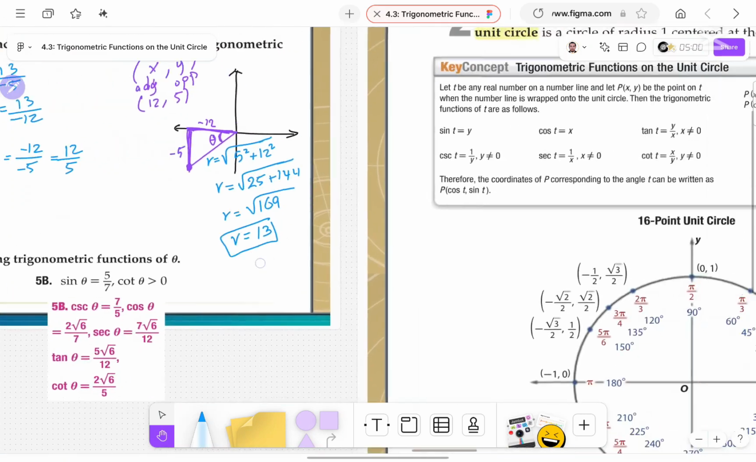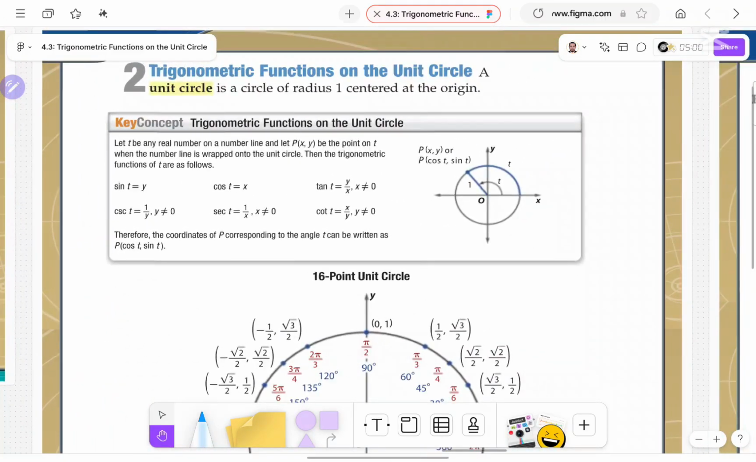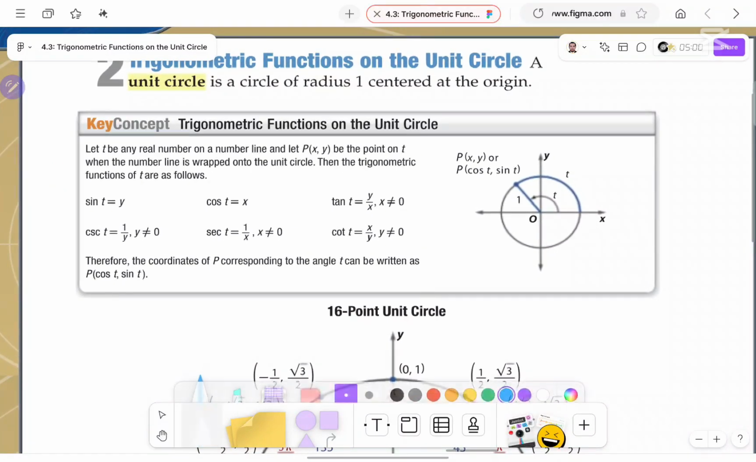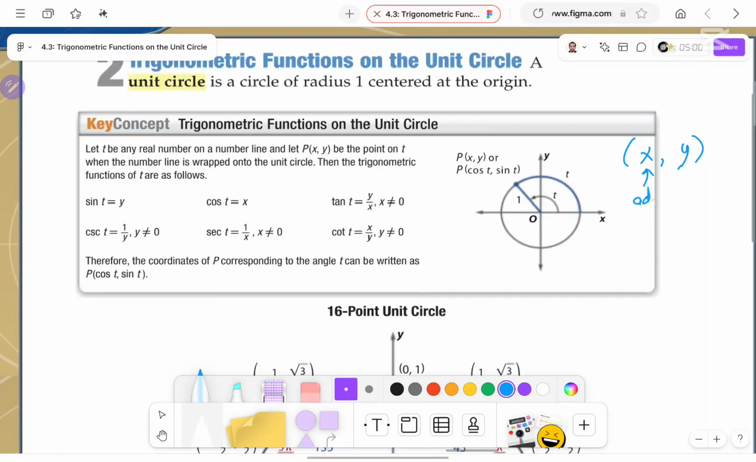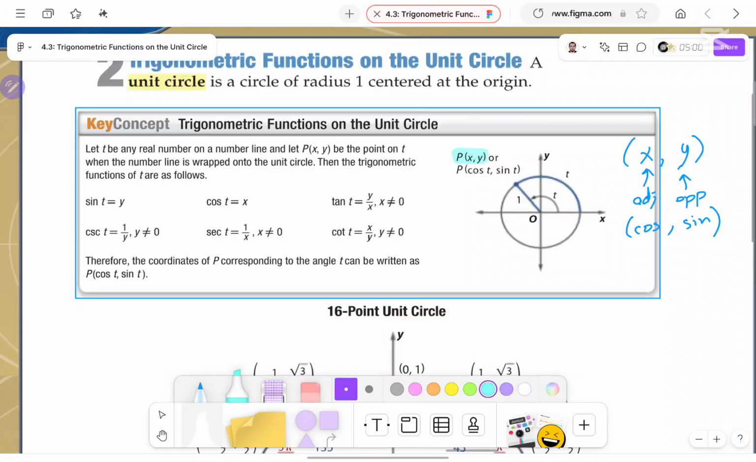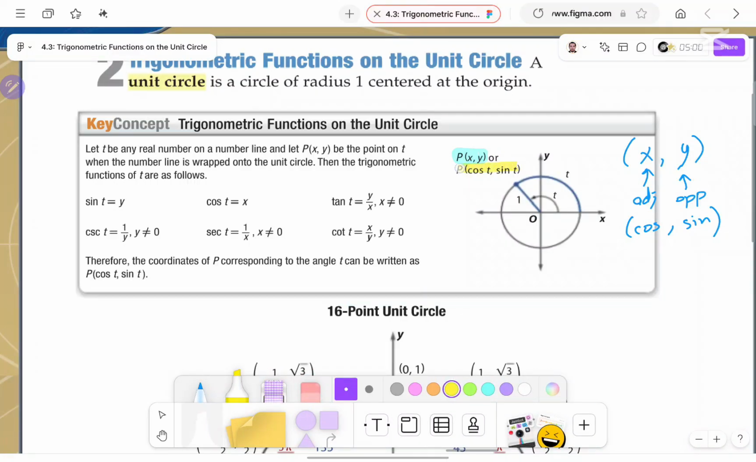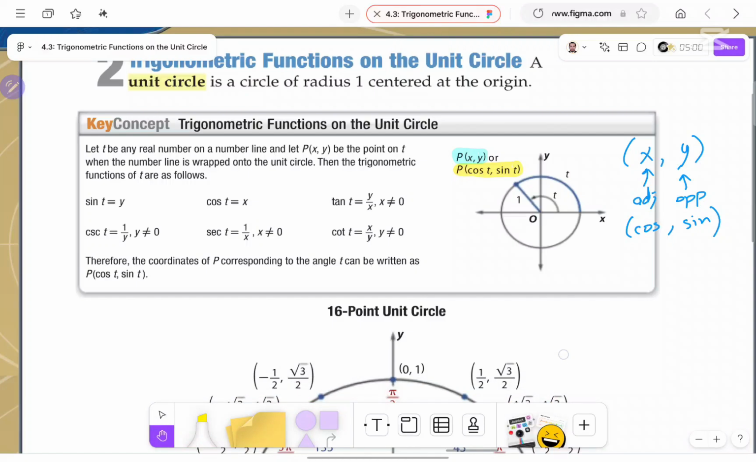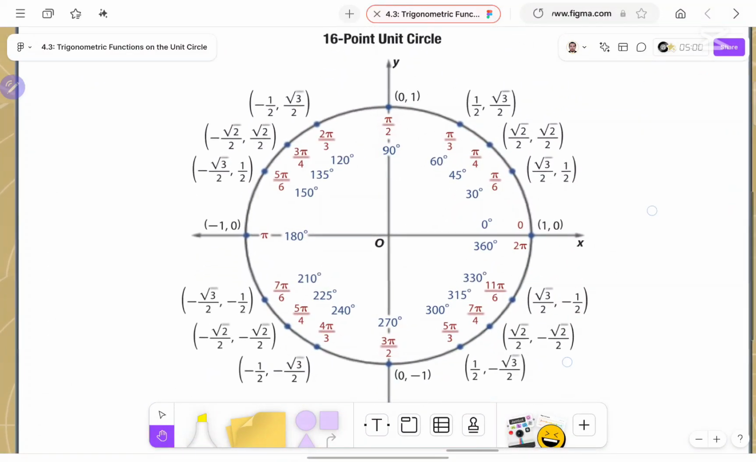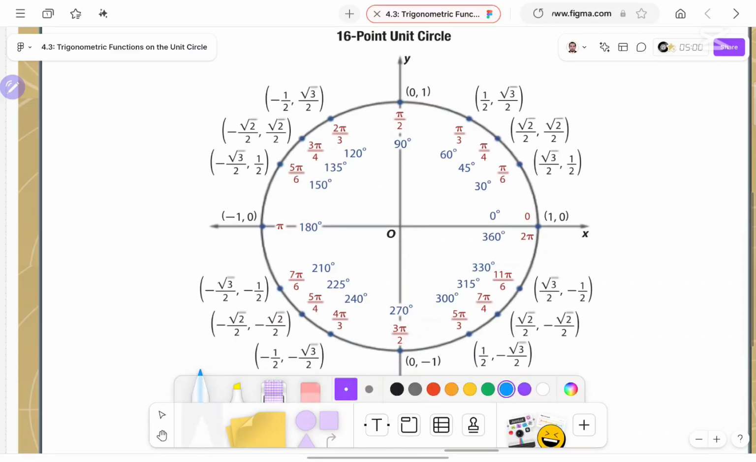Okay, now let's go to the last part, the unit circle. So the unit circle here, the most important part that you need to understand, that I told you that x and y, this is the adjacent and this one is the opposite, right? Now in the unit circle, the adjacent is the cosine and the opposite, or the y, is the sine. So in the unit circle it's following this rule here. When they have the point x and y, cosine is x and sine is y.